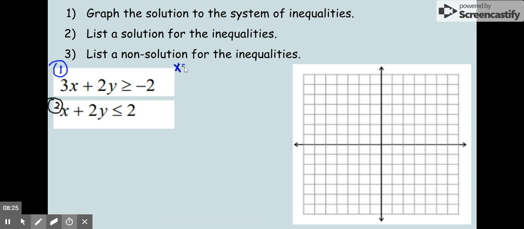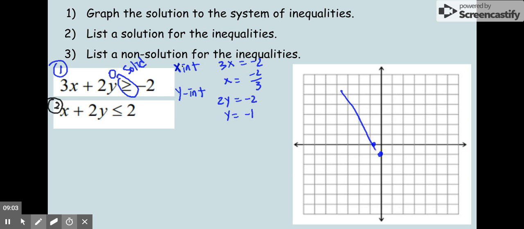X-intercept: when y is 0, it's going to be 3x = -2, so x is -2/3. The x-intercept is -2/3. This should be somewhere here, less than -1. And for the y-intercept, x is 0, so -2y is equal to -2, y is equal to 1. I'm going to connect these 2 dots, and it should be a solid line.